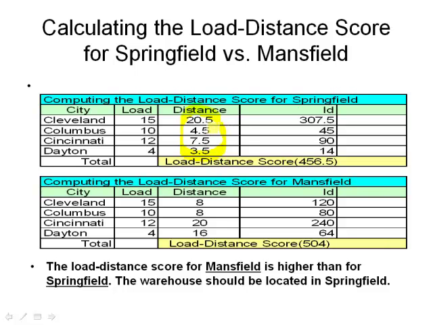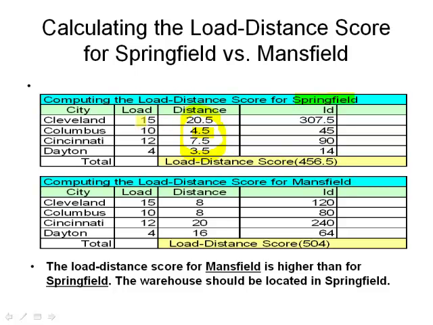So there's 20.5 miles between Cleveland and Springfield, 4.5 miles between Columbus and Springfield, and so on. We might need to actually multiply these distances by 10.